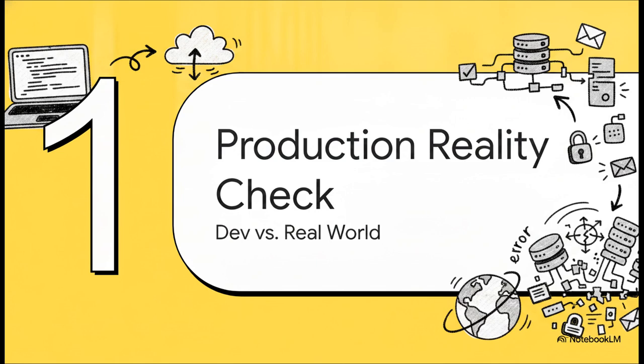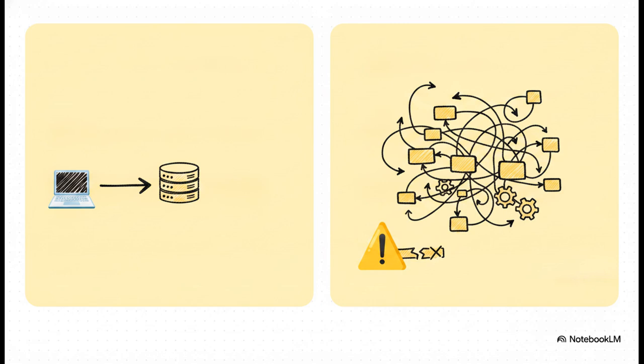All right, starting with Section 1, the production reality check. Dev versus the real world. So in development, you're usually just making simple, isolated API calls. It's safe, it's predictable. But production? That is the Wild West. A single user request out there can trigger this massive, tangled chain of branching logic, retrieval operations, and complex tool invocations. These multi-step executions span across multiple services, and frankly, they break really easily.